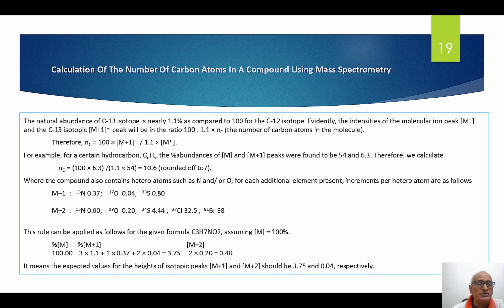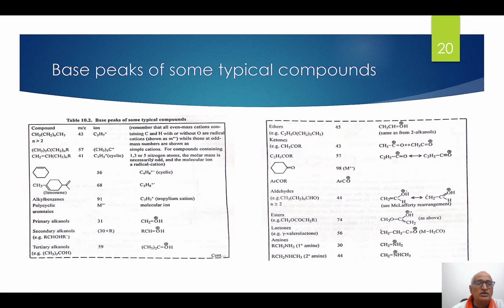This rule can be applied as follows for the given formula C3H7NO2, assuming M peak equal to 100%. So the calculation is shown here. Now I have given a table which speaks of some typical compounds. From the mass number, we can assume the structure of the compounds. This table is very helpful.